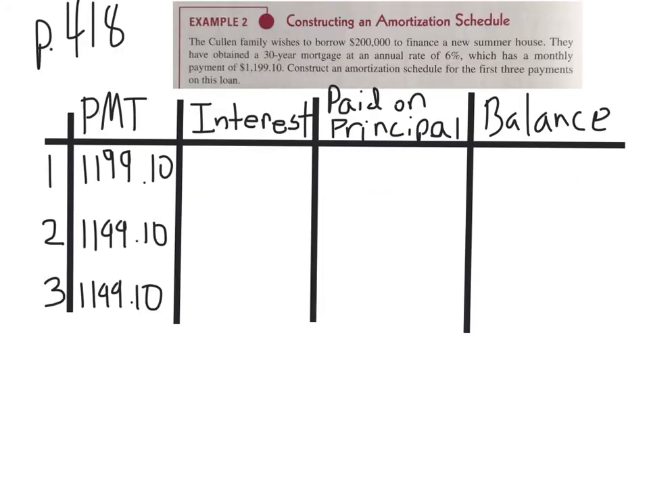Okay, so this is on page 418. This is example 2. Some family is borrowing $200,000. They obtain a 30-year mortgage at an annual rate of 6%, which has a monthly payment of $1,199.10. Construct an amortization schedule for the first 3 payments on this loan.